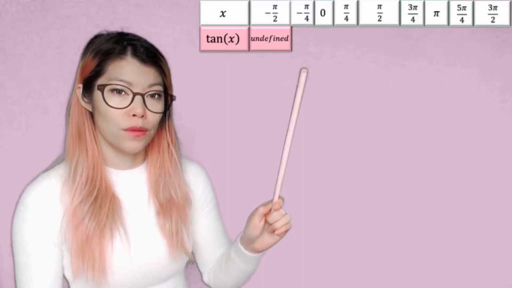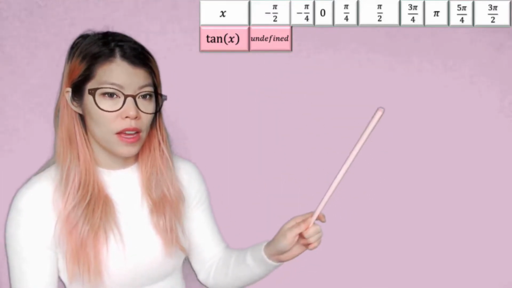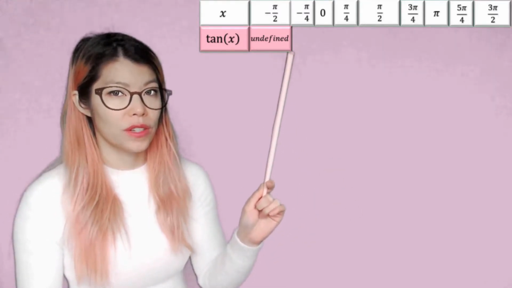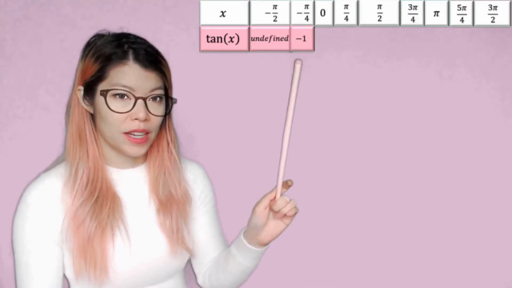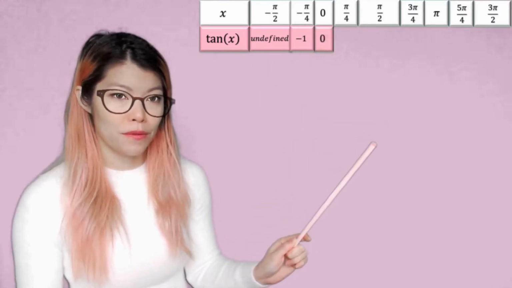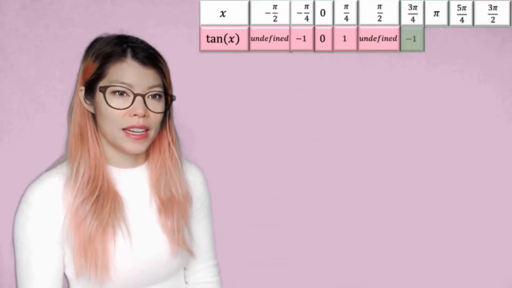When x is pi on 4, we know that tan is equal to 1, but negative pi on 4 means we're in the fourth quadrant, and tan in the fourth quadrant is negative. So negative 1. At 0, tan is just 0. At pi on 4, tan is just 1. At pi on 2, again undefined, and so on.